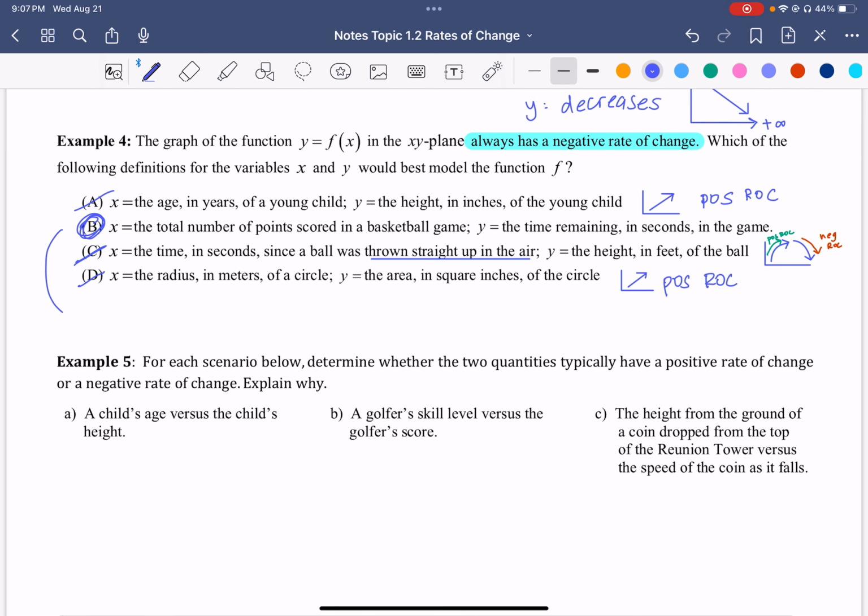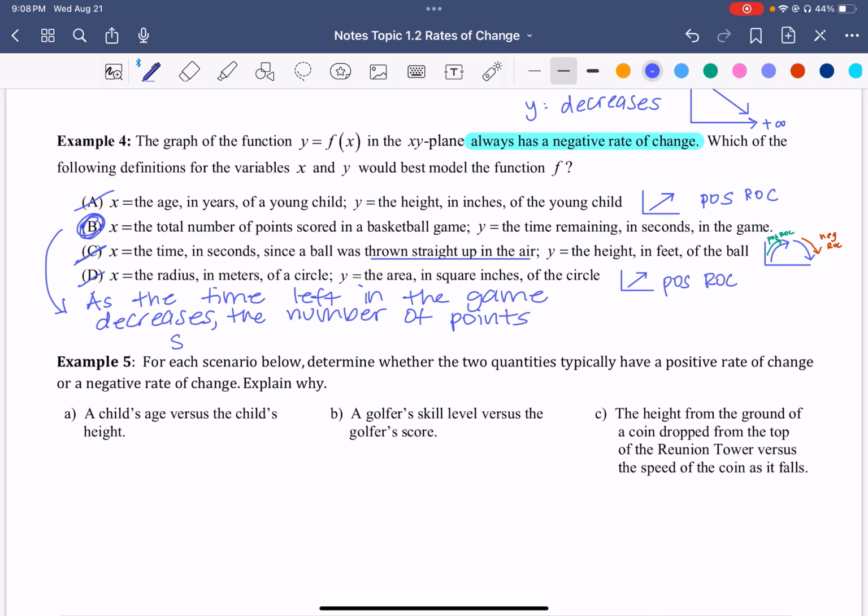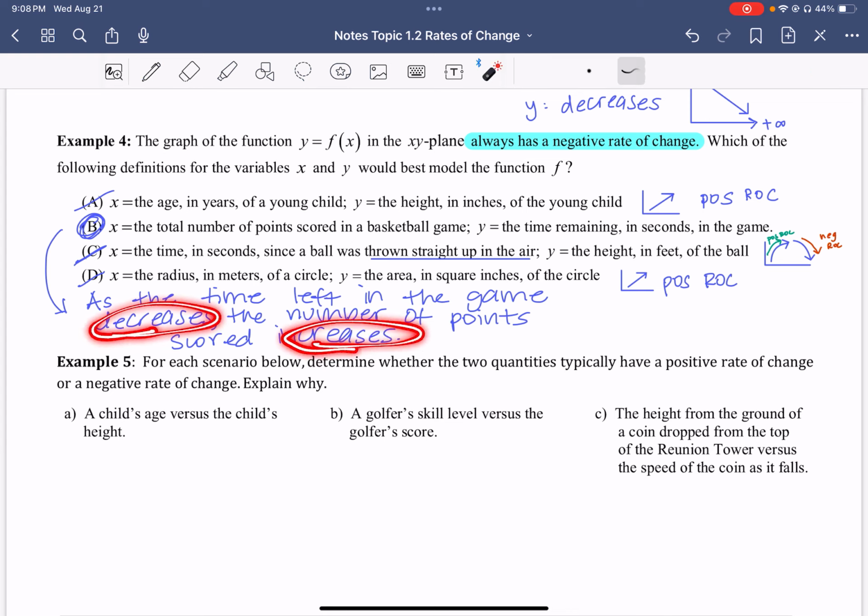Okay, so for answer choice B, we can say as the time left in the game decreases, the number of points scored increases. Okay, so you see how one was decreasing while the other one was increasing. So they need to be opposite in order for it to always have a negative rate of change.